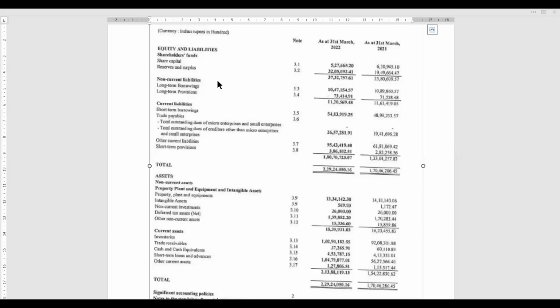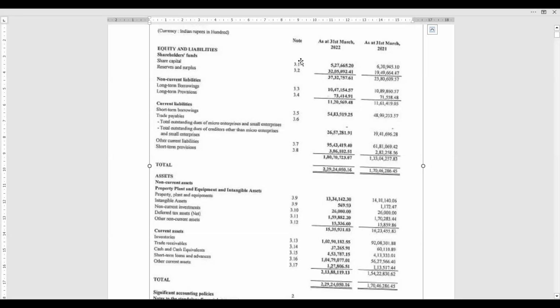The number and amount of shares authorized, the number of shares issued, subscribed and fully paid, and subscribed but not fully paid, par value per share, a reconciliation of the number of shares outstanding at the beginning and at the end of the reporting period. Like this, they have given various aspects. And they have given the promoters' format also, how it has to be disclosed. Now I will show you the actual one.